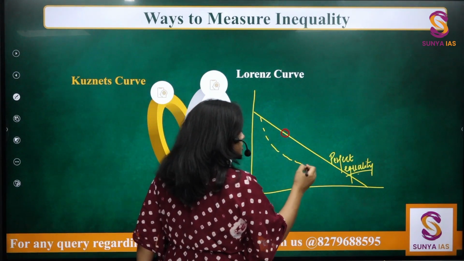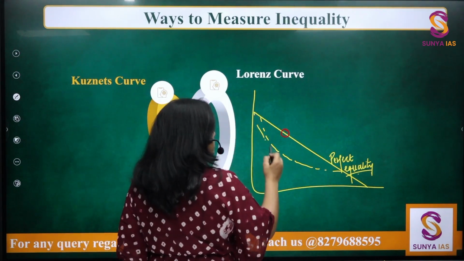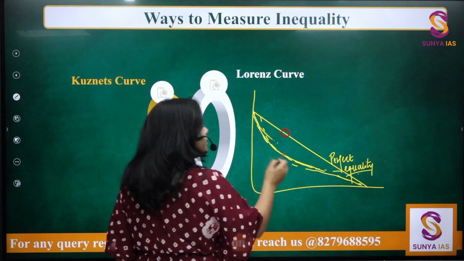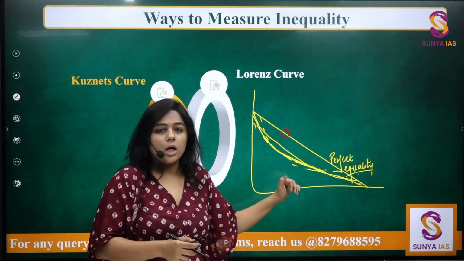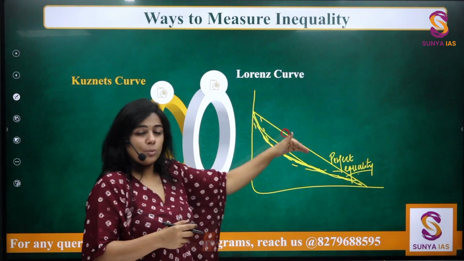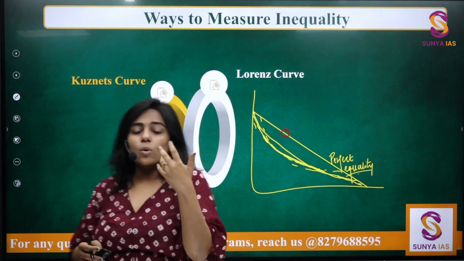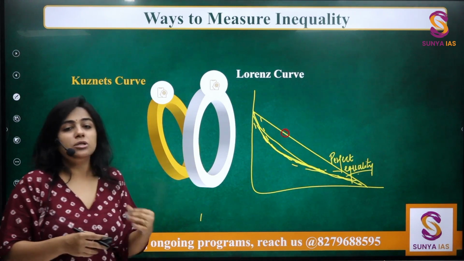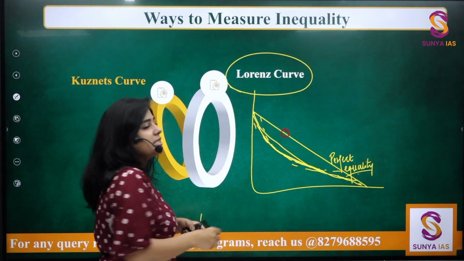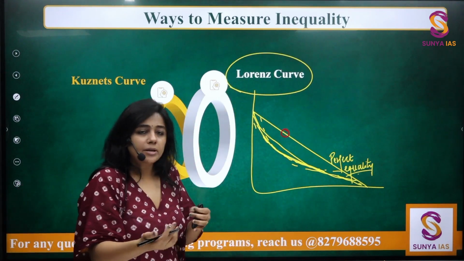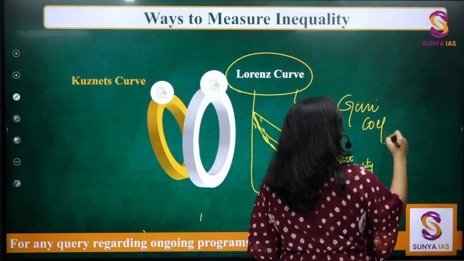But mostly the curve is like this. So the thing is that the more number of people who are below the ideal equal situation, the more is the inequality, right? And when you represent the Lorenz curve in terms of a number, you represent it through the Gini coefficient.